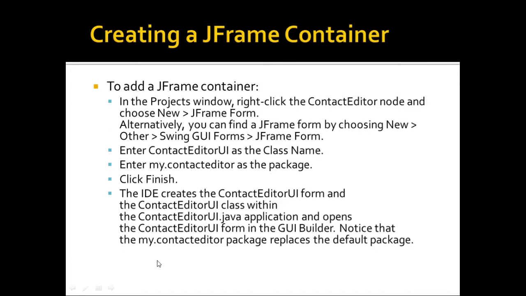Then create a JFrame container. To add a JFrame container in the project's window, we right-click the contact editor node and choose new JFrame form. Alternatively, you can find a JFrame form by choosing new other swing GUI forms and JFrame form, but we'll be using the first one. So right-click and then new, then JFrame form. And then we enter contact editor UI as our class name. Enter my contact editor as a package, although we can just ignore that first, then we click finish.